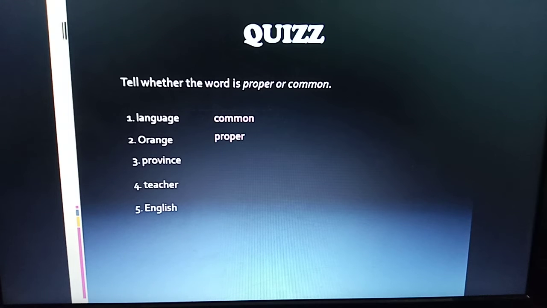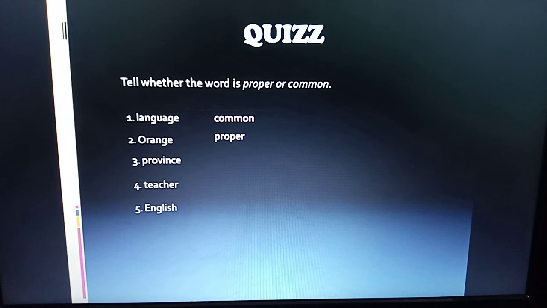a color. Diba? Bakit common noun? Bakit language is common noun? Alam ba natin kung anong klaseng language ang tinutukoy? Hindi. So that is common. Orange, alam natin kung ano ba yung orange. It can be a fruit. It can be a color. So alam natin kung anong color, alam natin kung anong klaseng fruit. So that's why it's proper.